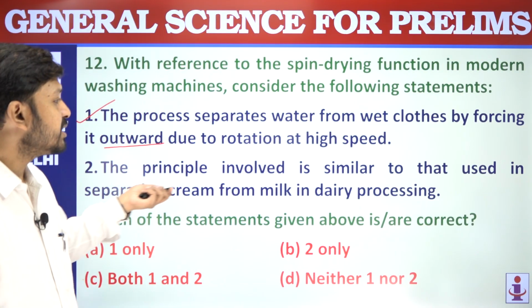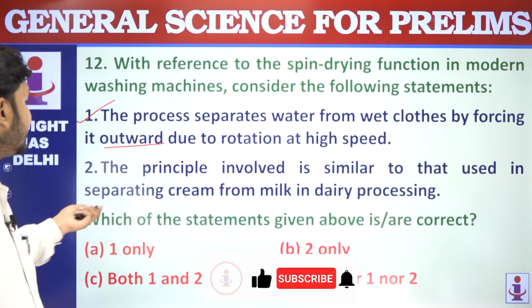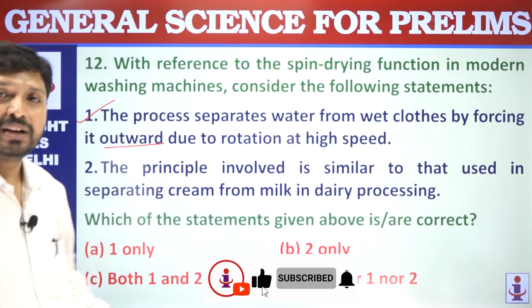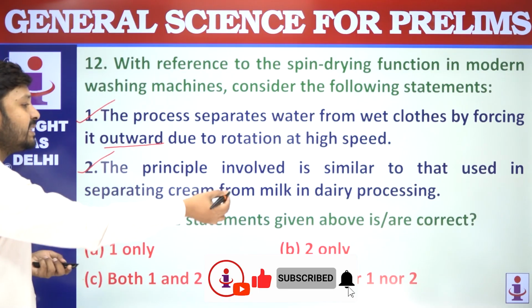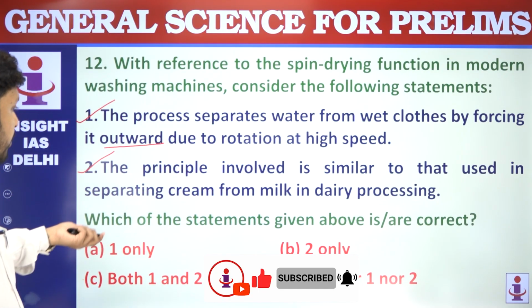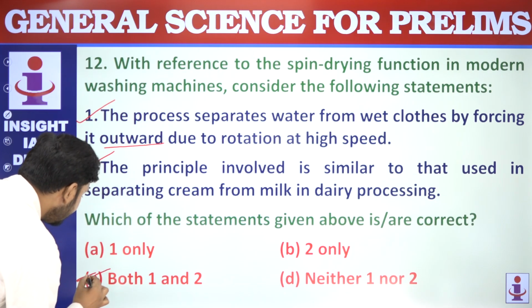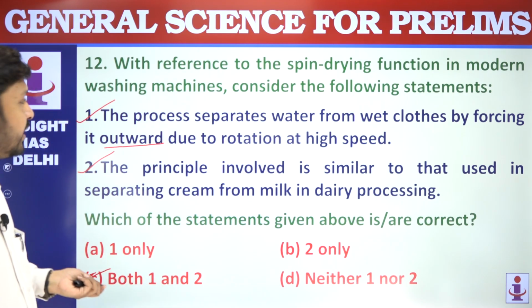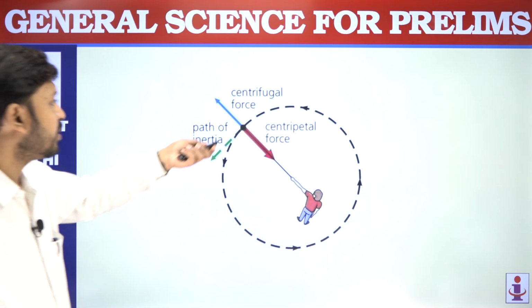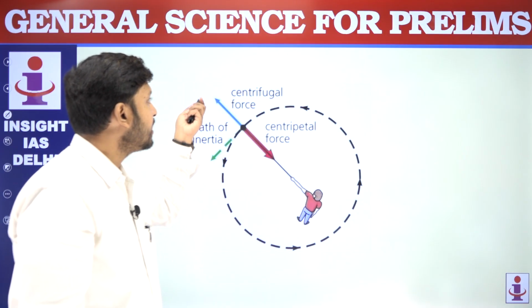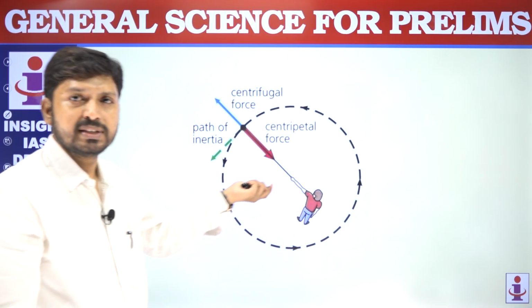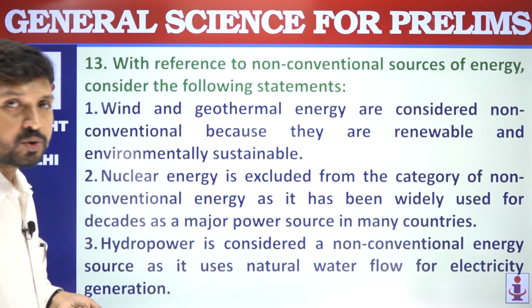Second one, the principle involved is similar to that used in separating cream from the milk in dairy processing, because both have different densities, so they can be separated. So which of the following are correct? So both are correct, so our answer will be C. Okay, so the same picture. Centrifugal force, centripetal force, all these things I have discussed. Okay, let's go to the next question.